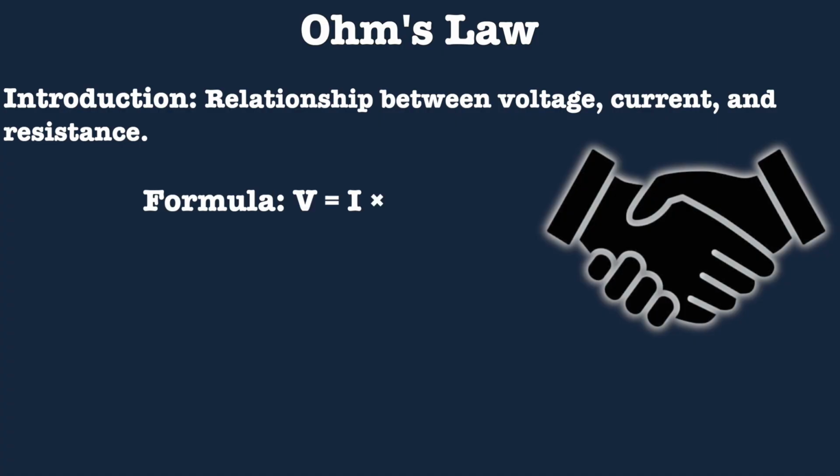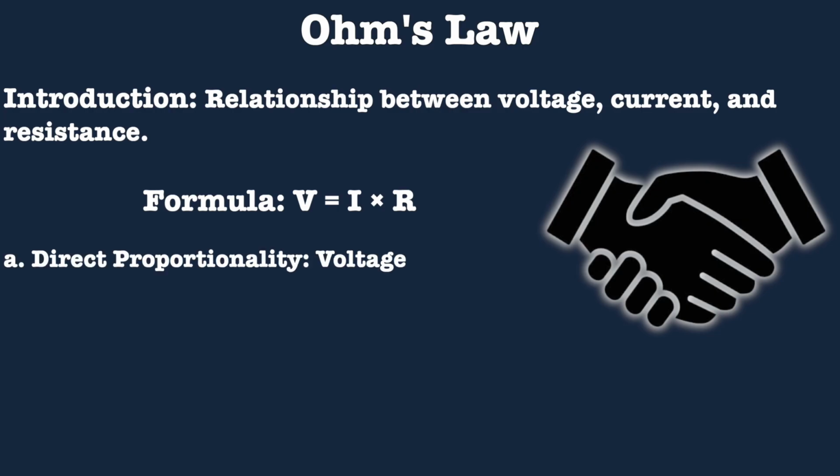like temperature and pressure. Mathematically, Ohm's law is expressed as V = I × R, where V is the voltage, I is the current flowing through the circuit and R is the resistance.